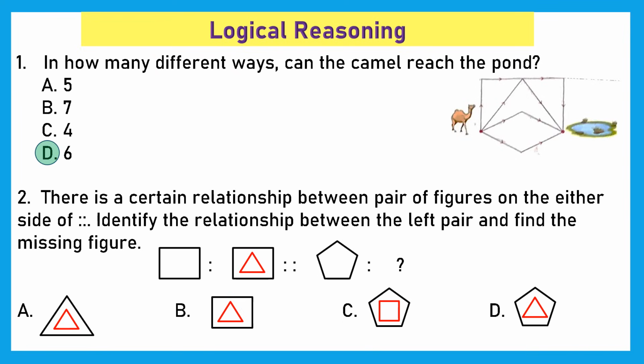The second pair is a pentagon, and a pentagon has 5 sides. So which one has 4 sides? Either a rectangle or a square, right? Let's see the options. Option A, no. B, no. Option C seems correct because it has a pentagon which has 5 sides, and inside that it has a square which has 4 sides, that is -1 sides from the pentagon. Option C is the right answer.